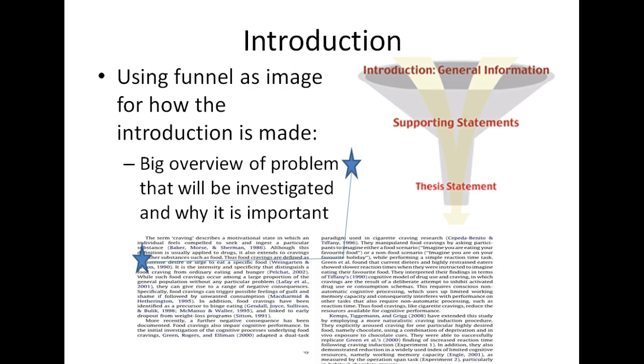So this is the first part of the introduction or background that we're looking at here. You see a big overview of the problem that will be investigated and why it's important. So you see here in the stars that we're looking at the term craving described, so it's really broad. And then as you start reading down this way and over here, you start seeing it getting more specific. And you see that it's referencing other pieces of research.